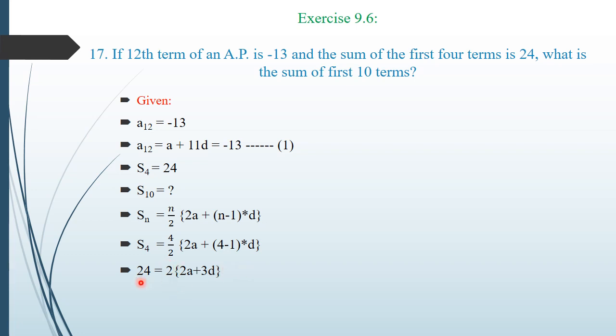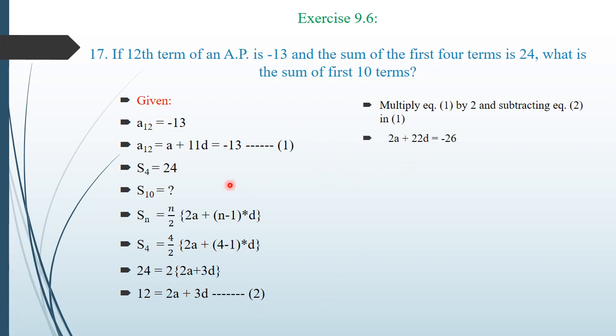Further simplifying this, I'll take the 2 to the other side. Therefore, it will be 24 by 2, that is 12, equal to 2a plus 3d. Now, I have two equations here, equation 1 and 2. Simplifying these, we can see these two are nothing but a pair of linear equations. We know how to solve this pair of linear equations. I am using the elimination method to solve these two. So I'll multiply equation 1 throughout by 2 and subtract equation 2 from equation 1.